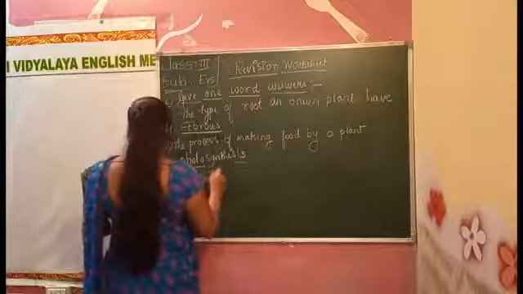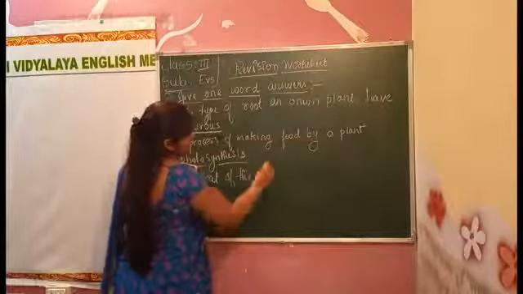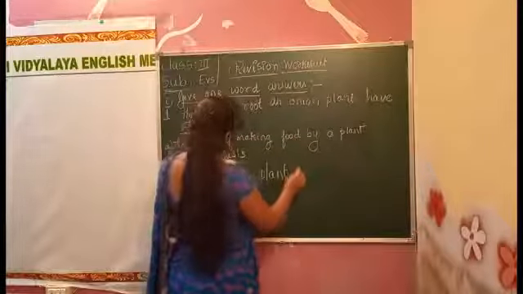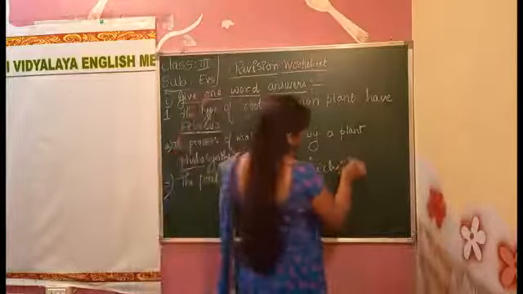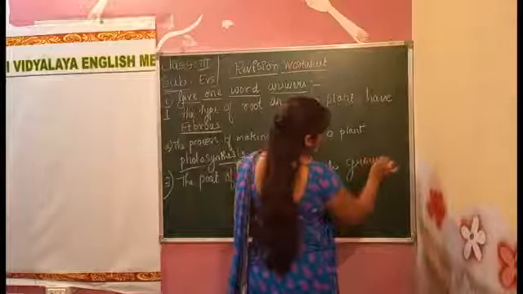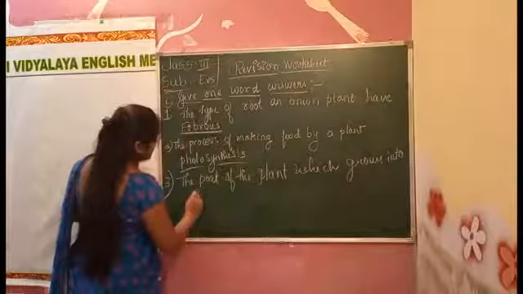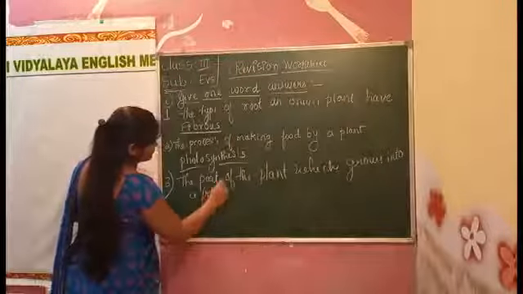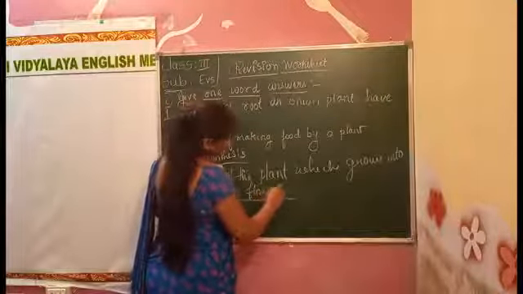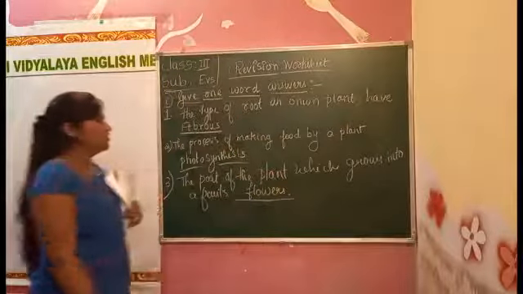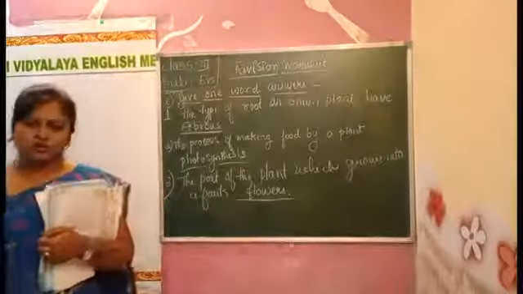The part of the plant which grows into fruits, that is flowers. That is what? Flowers. To copy this one, children, first one, second one and third one, we'll move on to the next, fourth one.